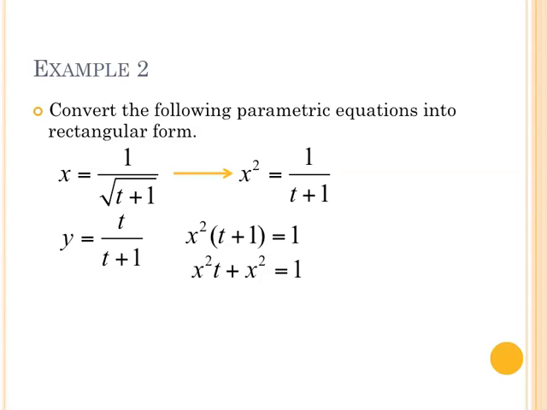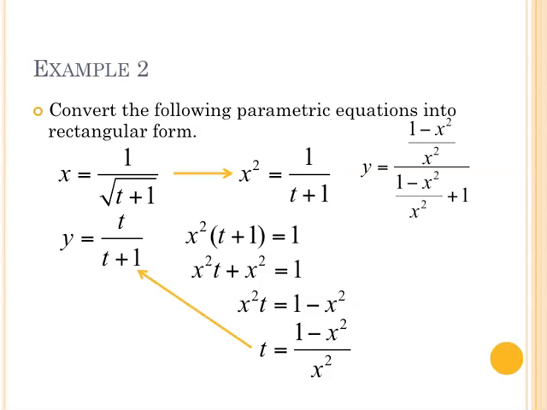Now remember, we're trying to get that t by itself, so I'm going to subtract x squared from both sides. And it looks like divide both sides by x squared. So we have t equals 1 minus x squared all over x squared. Okay, so we successfully got t by itself. So second step is to substitute for t in the second equation, which in this case is the y equals equation. So we are going to have 1 minus x squared over x squared in the numerator.